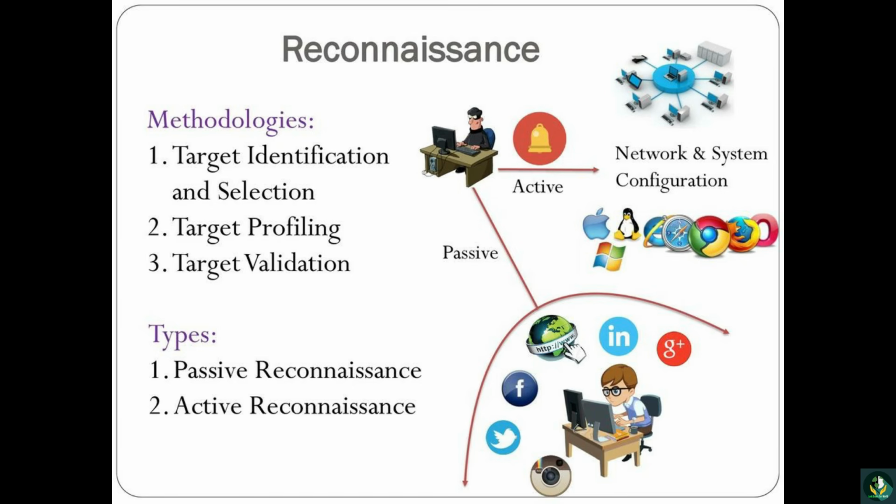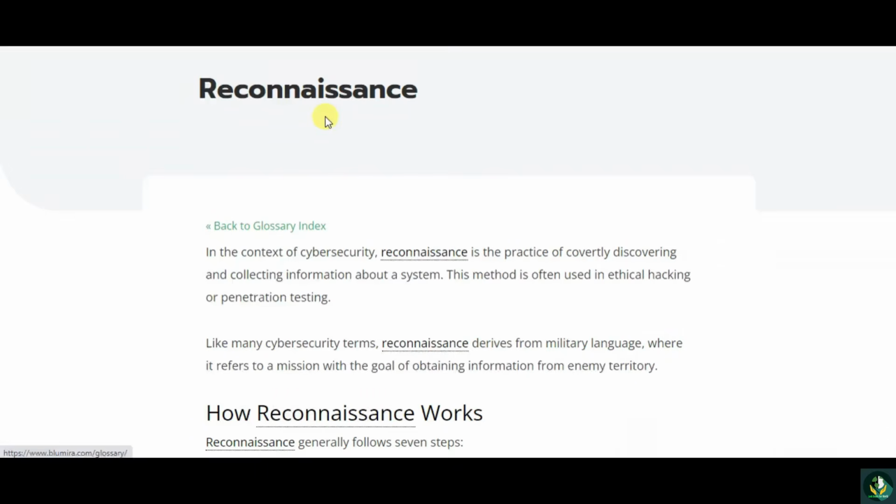Active reconnaissance is network and system configuration related, and passive is website, web application, and active is operating system, just like this.